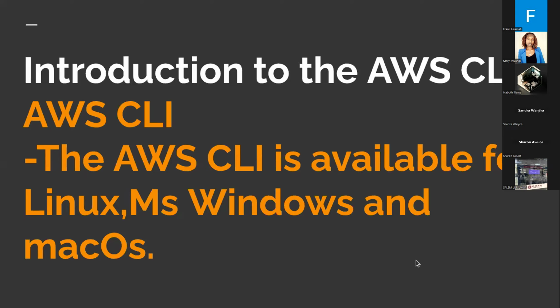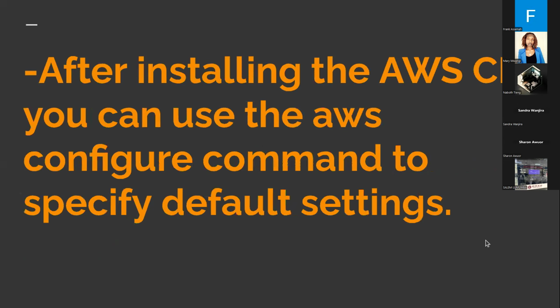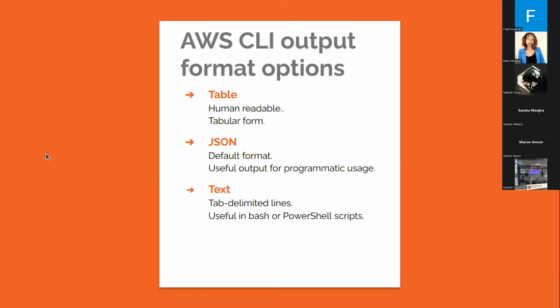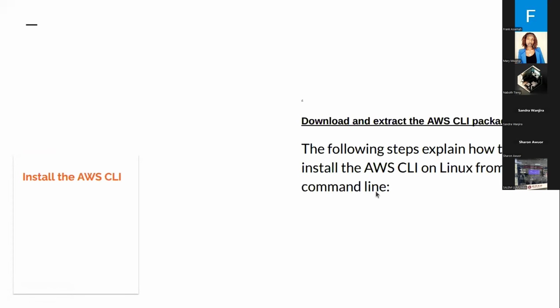As we have heard, the AWS CLI is available in these three major operating systems, which are Linux, Windows, and Mac. After installing the AWS CLI, you can use this configuration command to specify default settings. From my end, I tried these commands. So I made a summary of the commands.